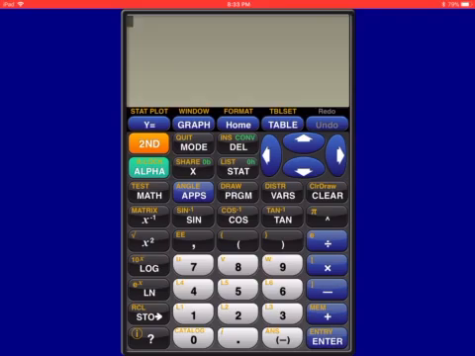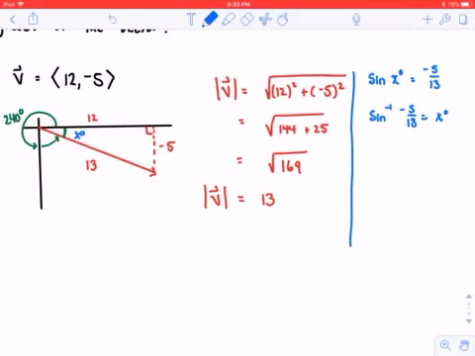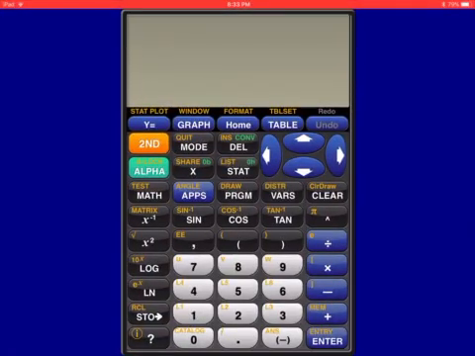Okay, so as I'm doing this, you have your problem set up here. I'm doing the sine inverse of negative 5/13. So I'm going to plug that in, just like that, into my calculator. So sine inverse of negative 5 divided by 13. And I get about negative 22.619. Now remember, with inverse trig functions, it gives you an answer from negative 90 to positive 90.